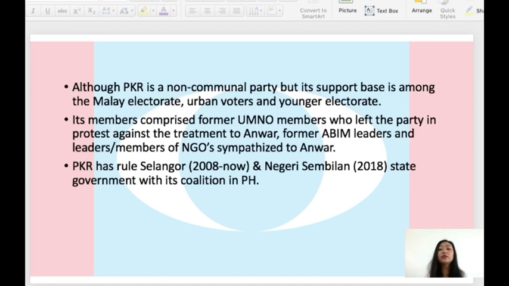Although PKR is a non-communal party, its support base is among the Malay electorate, urban voters, and younger electorate. Its members comprise former UMNO members who left the party in protest against the treatment of Anwar, former ABIM leaders and leaders or members of NGOs sympathetic to Anwar. PKR has ruled Selangor from 2008 until now, yeah, and Negeri Sembilan in 2018, state government with its coalition in Pakatan Harapan. Okay, next one.